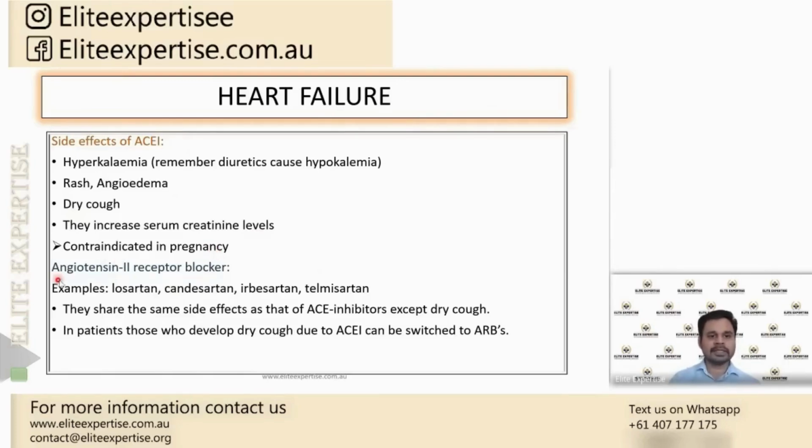Then ARBs, that is the angiotensin 2 receptor blockers. So ARBs, losartan, candesartan, irbesartan, telmisartan, all these drugs share the same properties as that of the ACE inhibitors. They share the same side effects, except dry cough. ACE inhibitors cause dry cough, whereas ARBs won't cause any dry cough. And in patients who develop dry cough with ACE inhibitors, the doctors will switch them over to the angiotensin 2 receptor blockers.